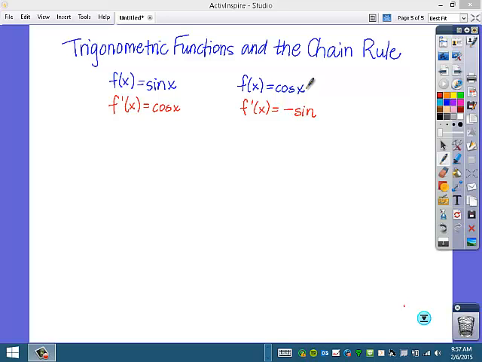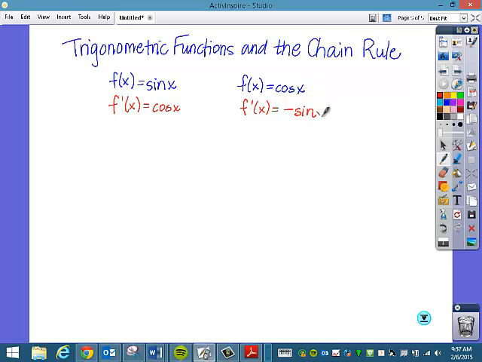Today we're doing the chain rule involving trigonometric functions. So first off, we know that the derivative of sine of x is cosine of x. The derivative of cosine of x is negative sine of x. We're going to add some more to our list.